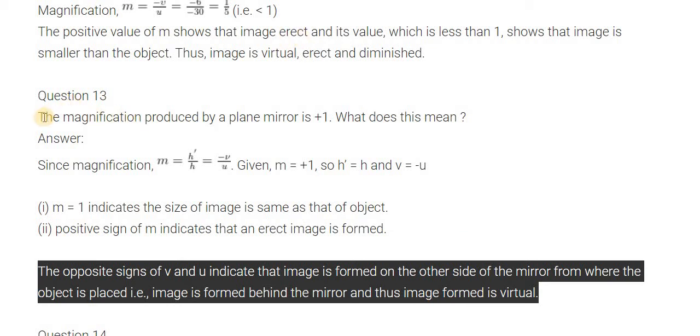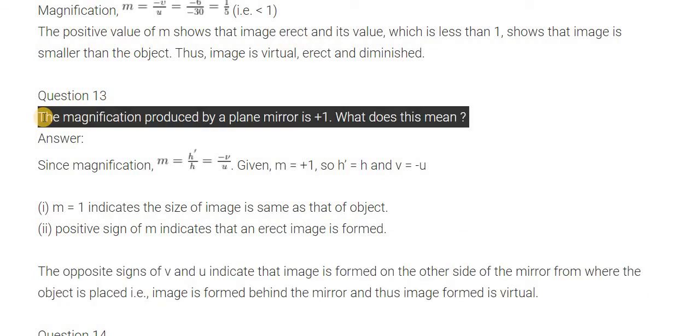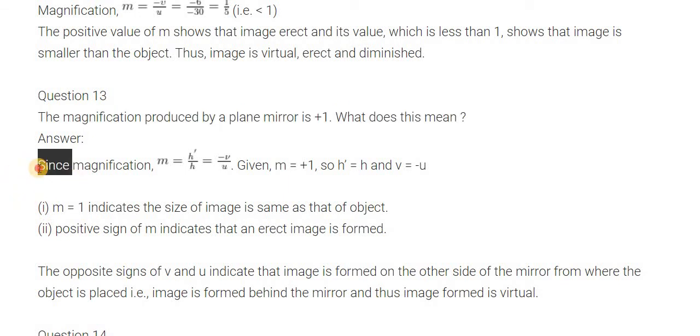Let's see one more time. The magnification produced by the plane mirror is plus 1. What does it mean? As we have the formula of magnification, m is equal to h dash divided by h is equal to minus v divided by u. Given m is equal to plus 1, we can say that h dash is equal to h and v is equal to minus u.